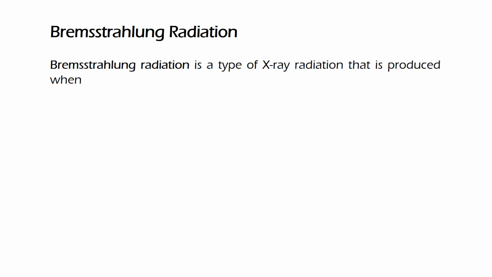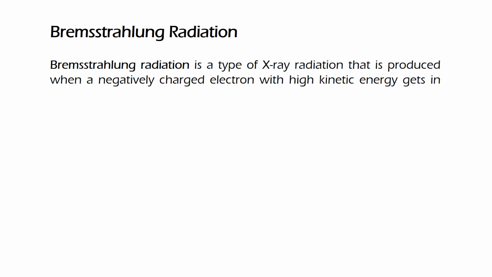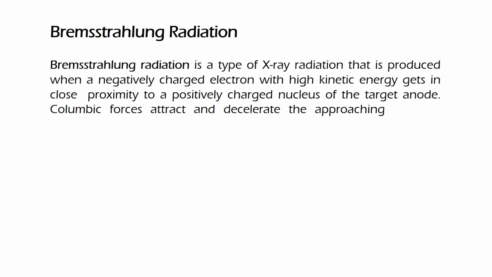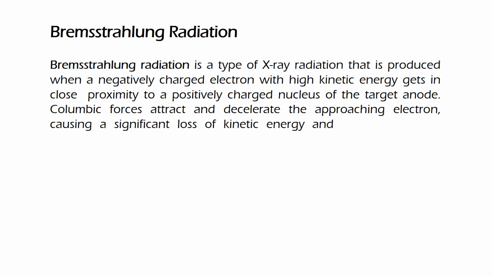Bremsstrahlung radiation. Bremsstrahlung radiation is a type of X-ray radiation that is produced when a negatively charged electron with high kinetic energy gets in close proximity to a positively charged nucleus of the target anode. Coulombic forces attract and decelerate the approaching electron, causing a significant loss of kinetic energy and a change in the trajectory of this electron.